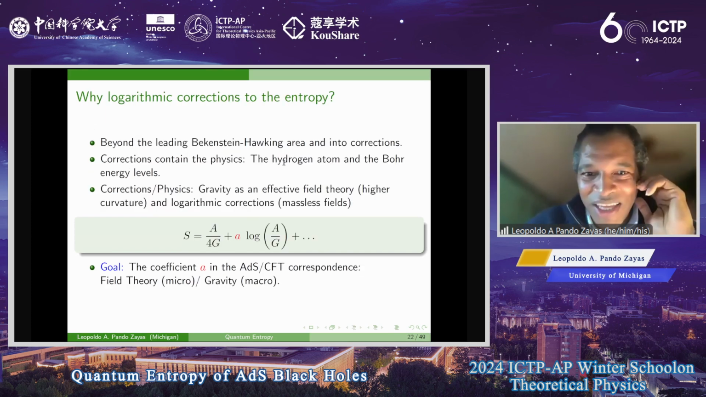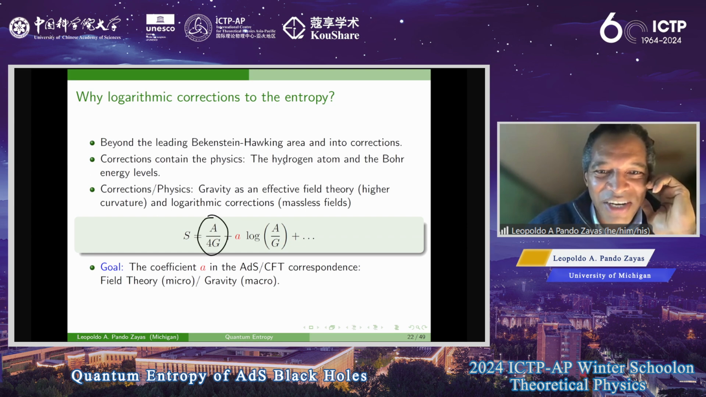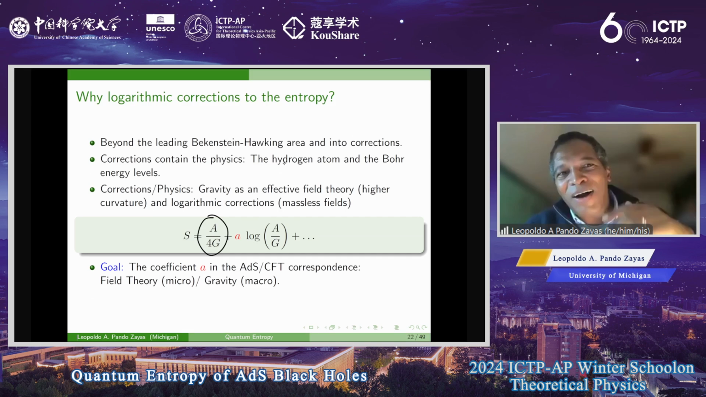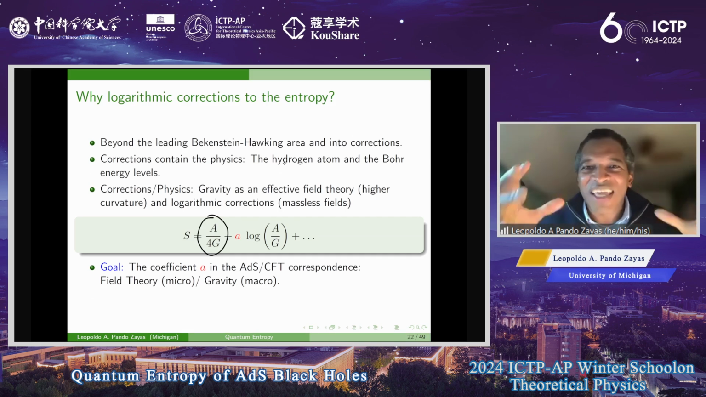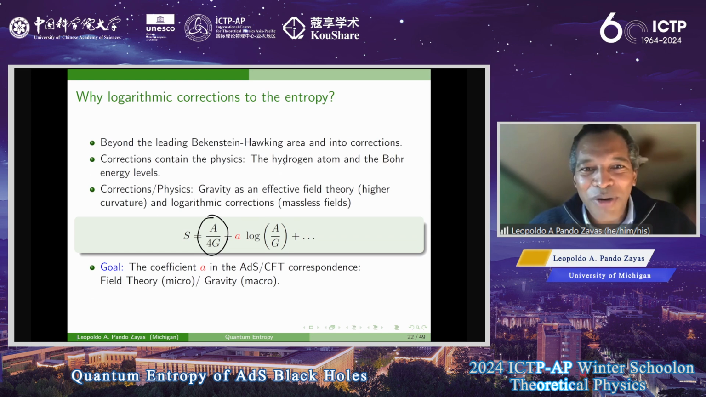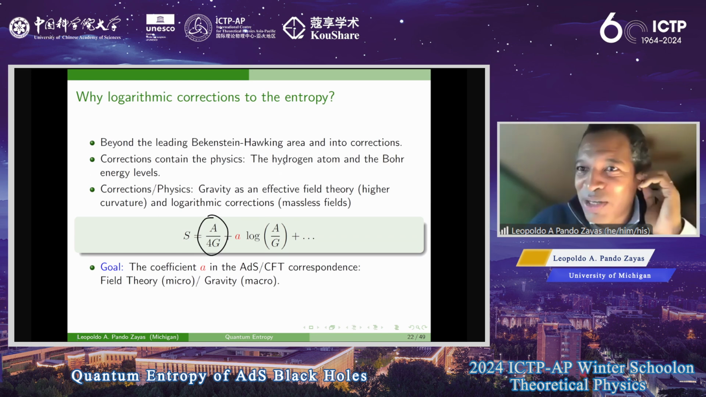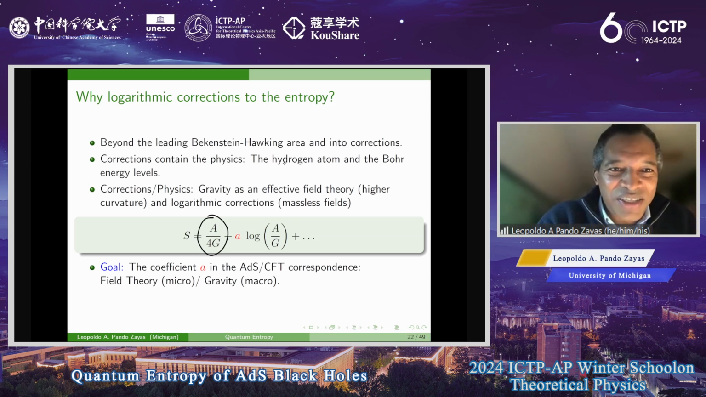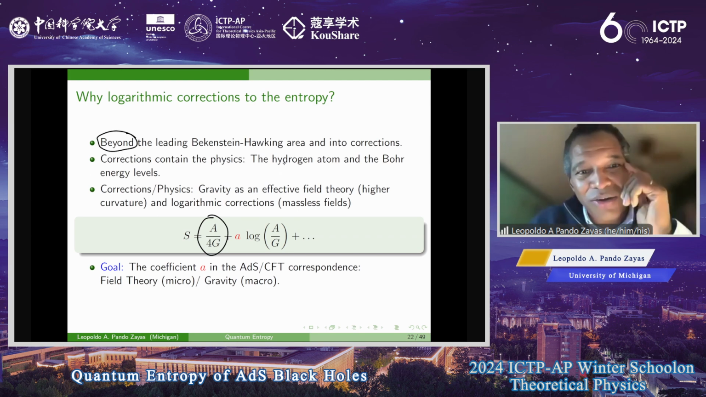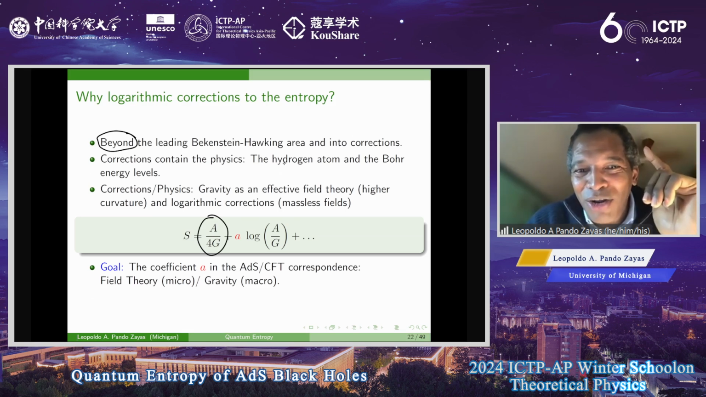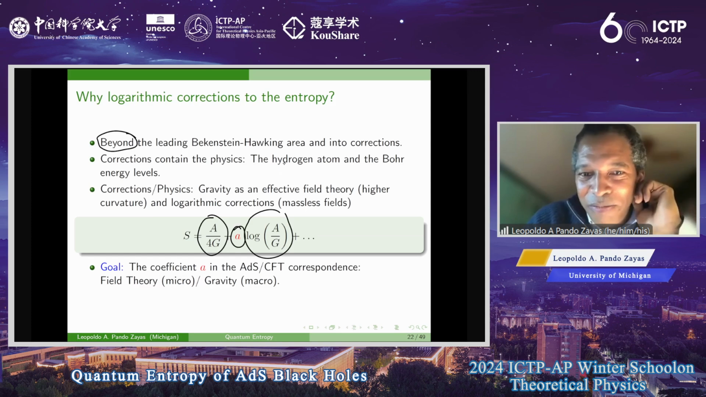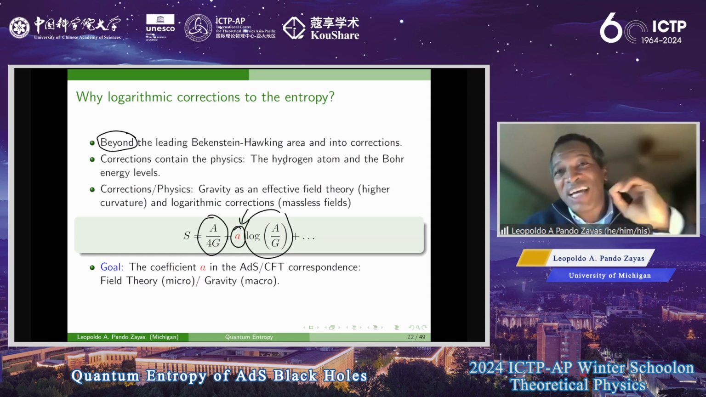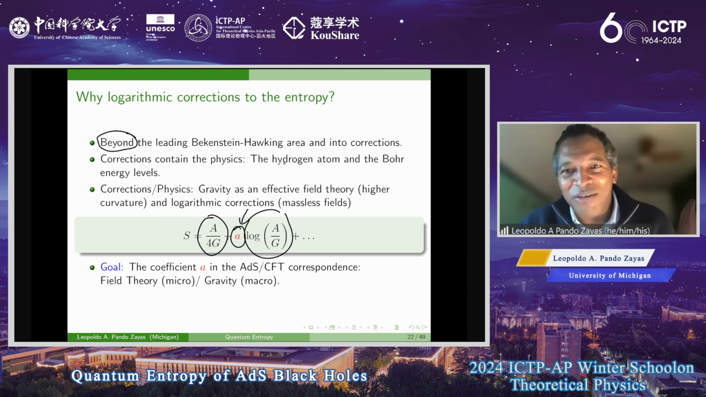Now, this leading piece, area divided by 4G, is, from the quantum point of view, like the semi-classical part, right? But we know that any observable in a quantum theory will receive corrections. So in this talk I'm going to be focusing on corrections beyond this leading piece, and in particular logarithmic corrections to the area divided by G. I want to study that number and compute it explicitly for certain black holes.